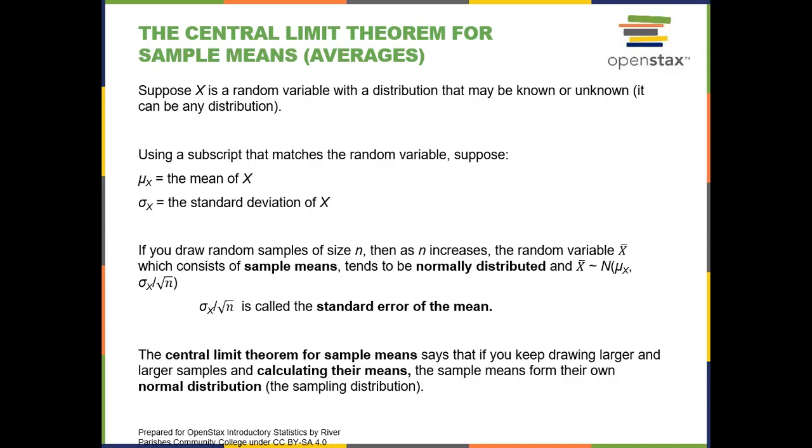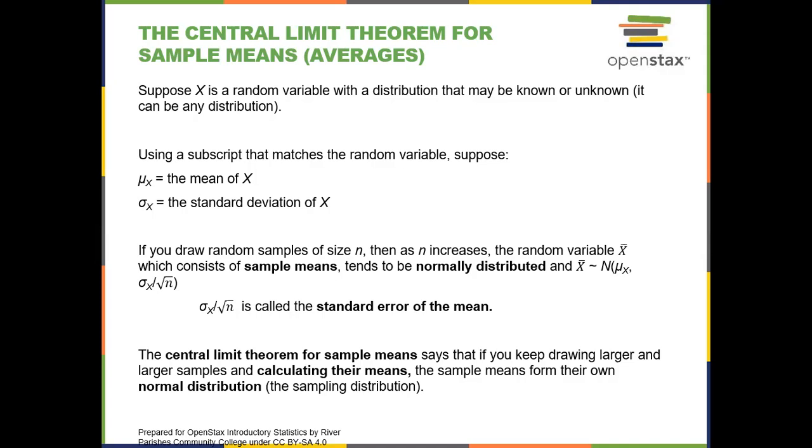Why? Because its standard deviation is the population standard deviation sigma x divided by the square root of n, the square root of the sample size. And this sigma x divided by the square root of n, which is the standard deviation of the probability distribution of x bar, is called the standard error of the mean.